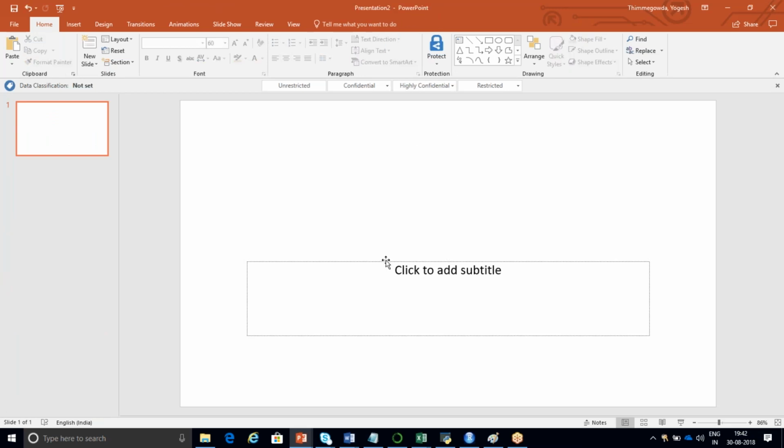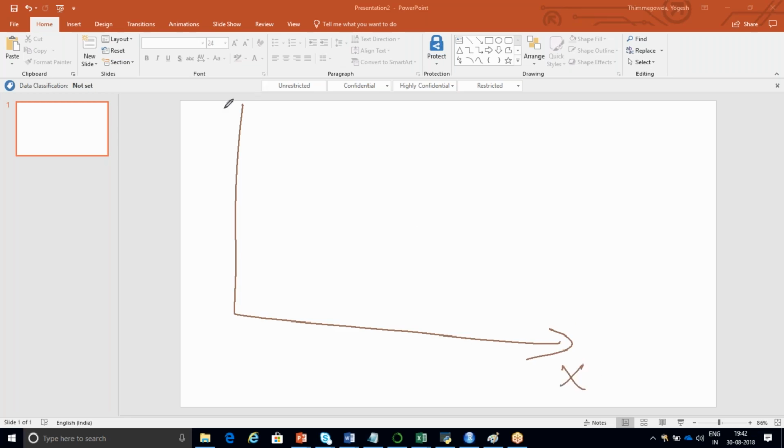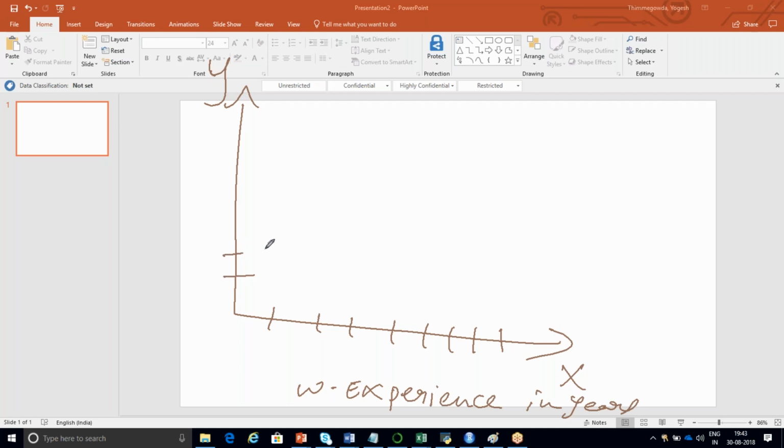Make sure that you understand, scatter plot is a very important concept. So if you have any doubts, you can ask me. Now consider that this is your x-axis, this is your y-axis. On the x-axis, let me take the example of your work experience in years. And on the y-axis, it is your salary.